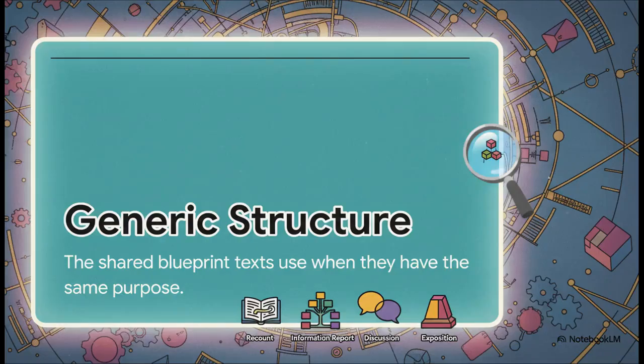The big idea here is something called generic structure. Now, just think of it as a shared blueprint. When different pieces of writing have the exact same purpose, like explaining how to do something or arguing a point, they almost always use the same underlying framework. It's like a secret code, and we're about to crack it.